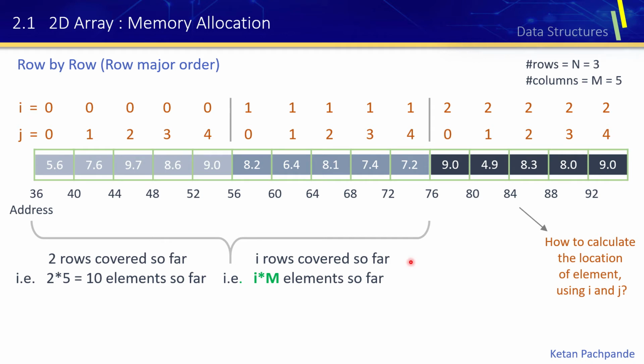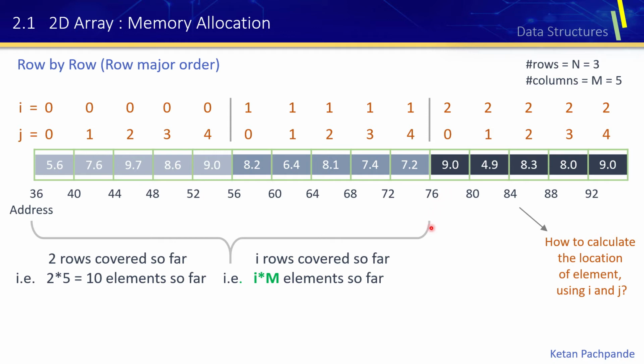And this is true for every element that you pick up. For example, I pick up this random element 1 and 2. What is the value of i? That is 1. So 1 into 5 will be 5. So before this row, 5 elements are covered so far. Alright, so this is a generalized formula. I can say i into m will give me the total number of elements covered up to the previous row.